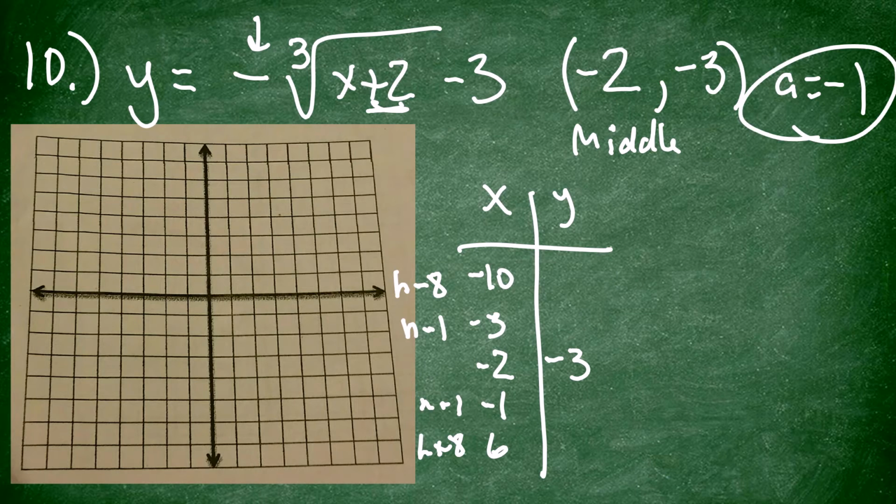Now, I'm going to use my A trick. So I do negative 3 plus A. So negative 3 plus negative 1 gives me negative 4. Negative 4 plus A gives me negative 5. Now when I go up, it gets bigger, so I get negative 2, negative 1. So I go left 10, I go down to negative 1. I go negative 3 down to negative 2. I go negative 2, negative 3. I go negative 1, negative 4. And I go 6 down to 5.